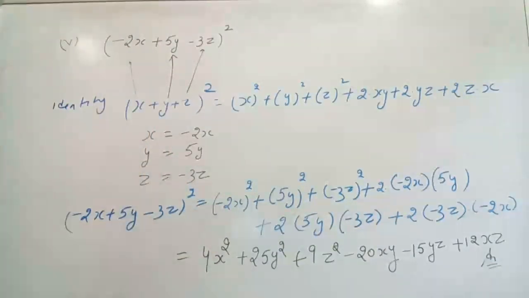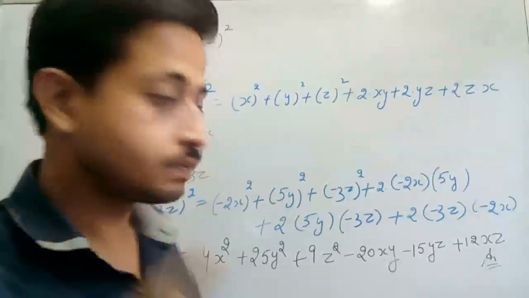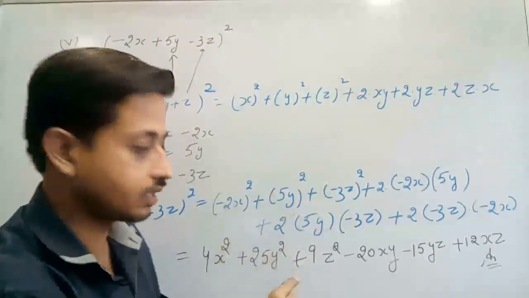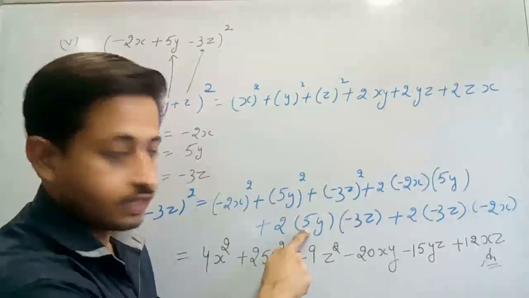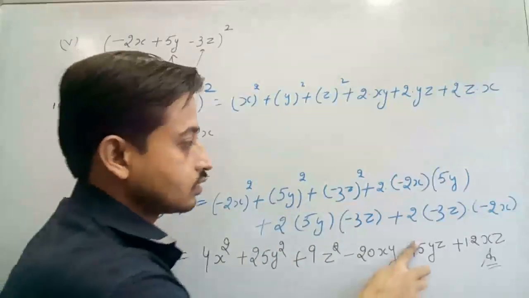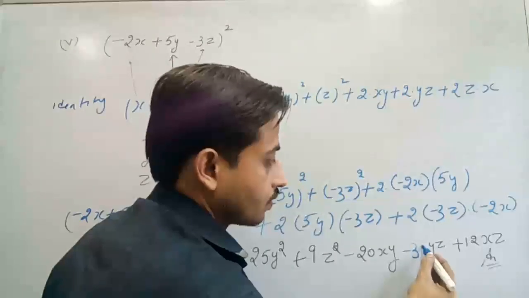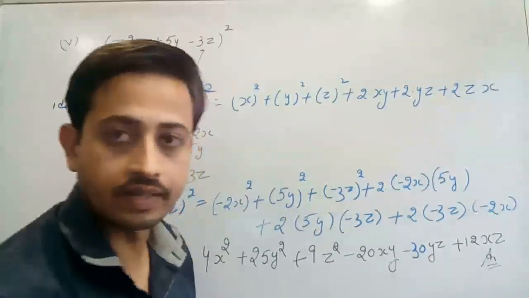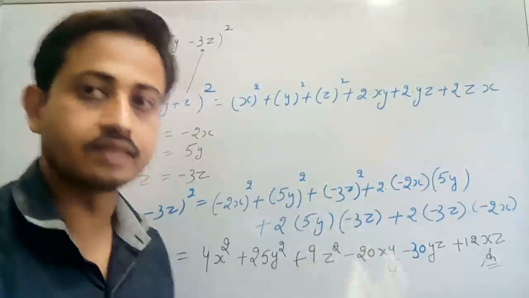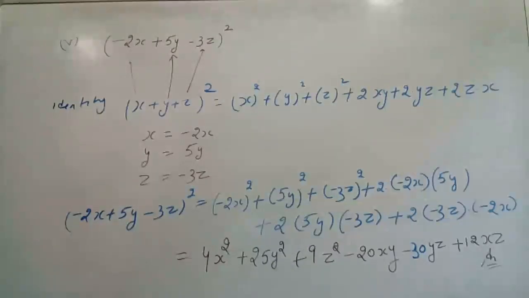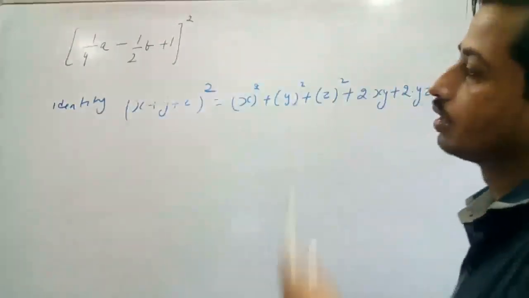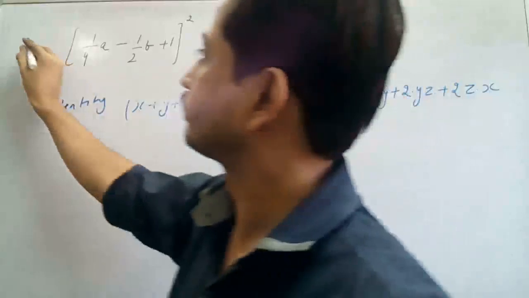Please make a note. Please make a note here. We did something wrong. 2 into 5, 10. 10 into 3, 30. So we get here not 15. We get minus 30. Please correct it. Now please look at question number 6.